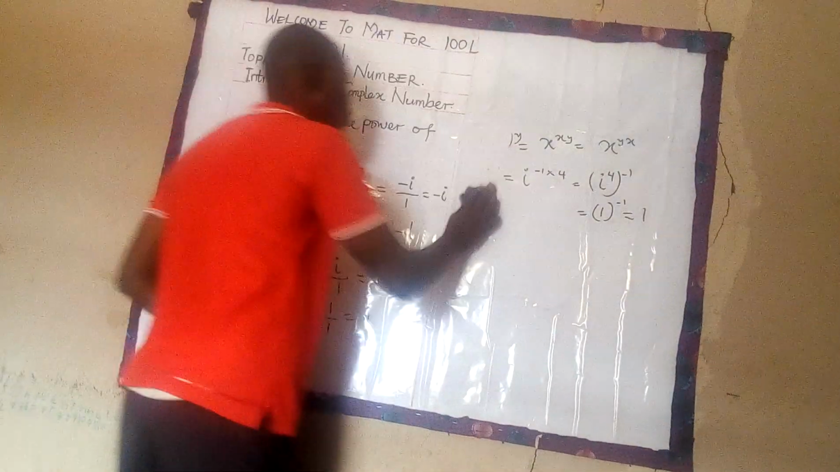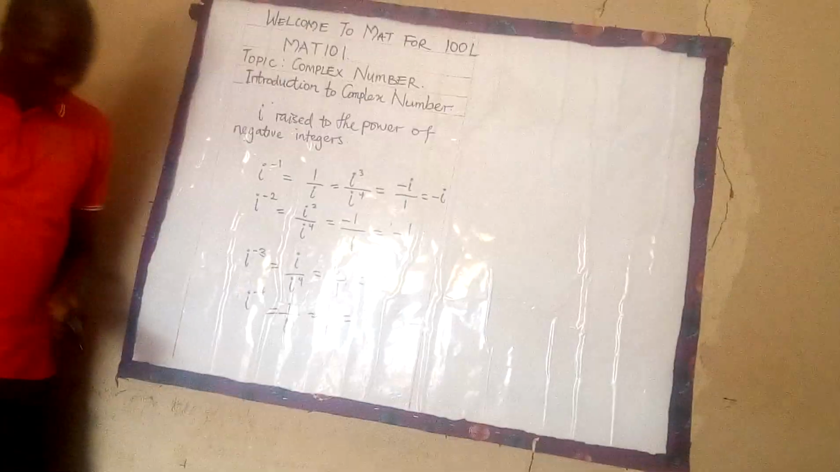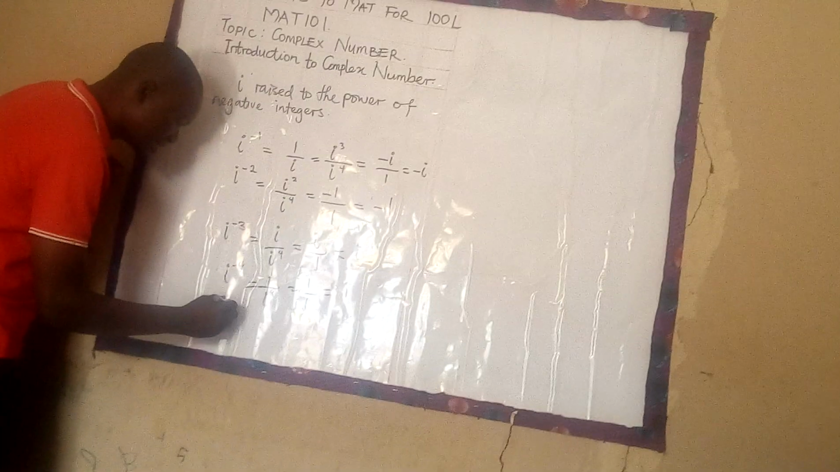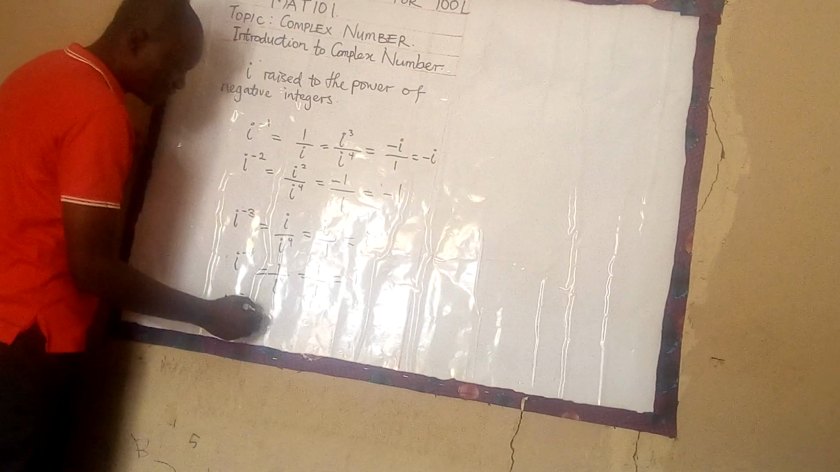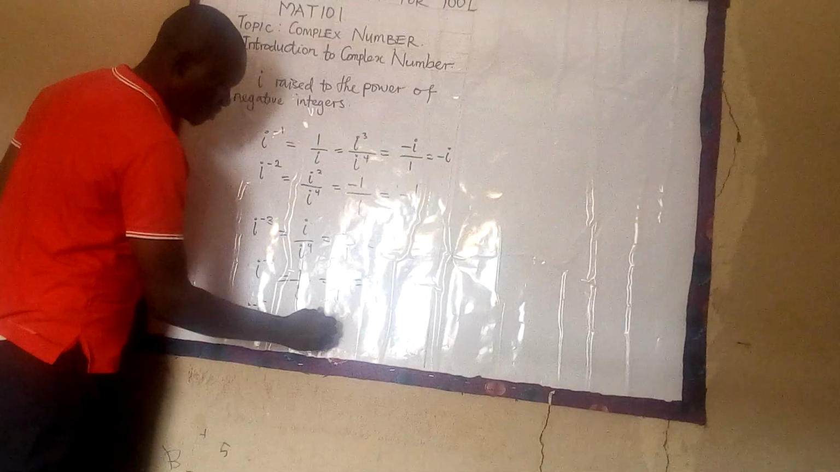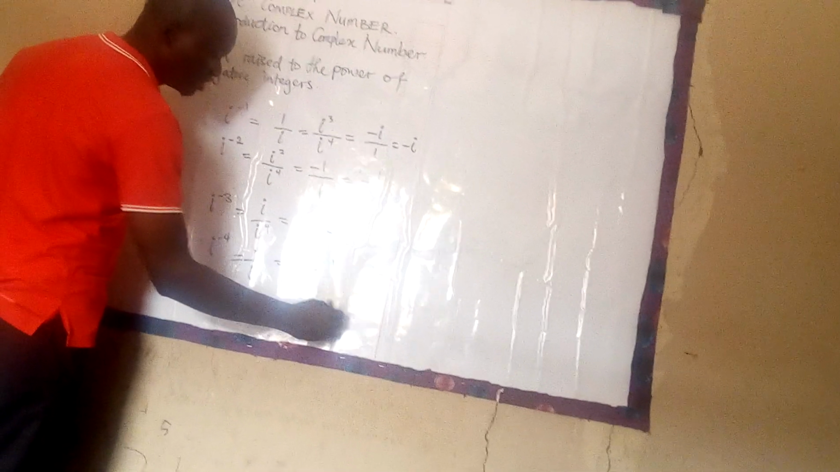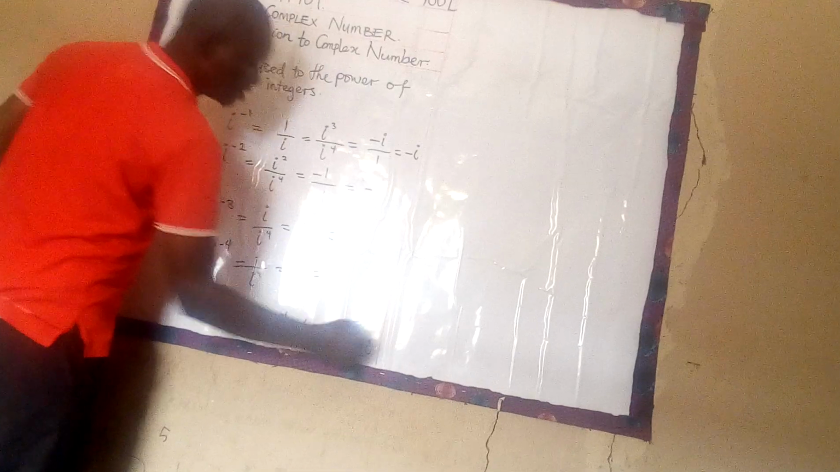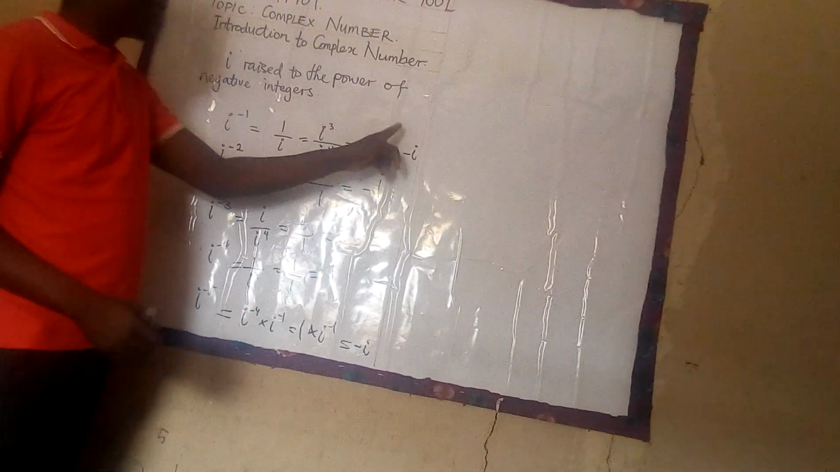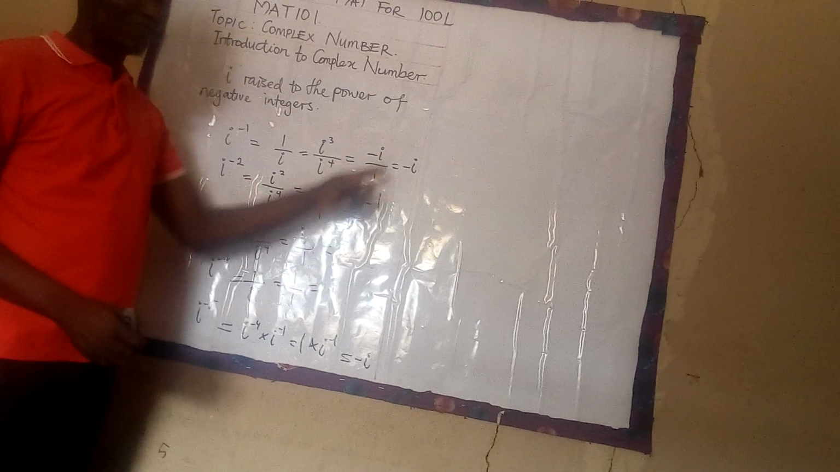So thank you. Let's continue. When we have i raised to the power of negative 5, what is it? We have it to be i raised to the power of negative 4 times i raised to the power of negative 1. i raised to the power of negative 4 is equal to 1, multiplied by i raised to the power of negative 1. What is i raised to the power of negative 1? Negative i. Then we see that the results are repeating themselves.